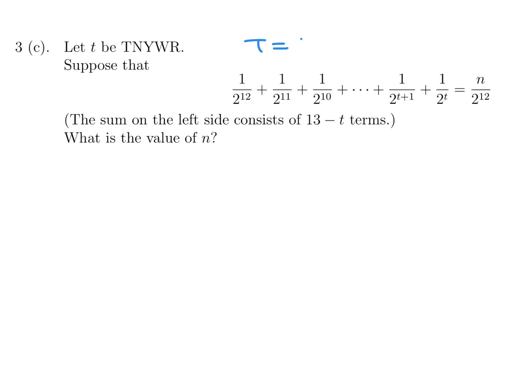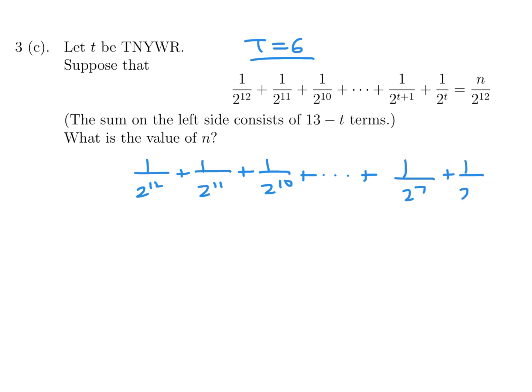T is 6. Suppose that 1 over 2 to the power of 12 plus 1 over 2 to the power of 11, dot, dot, dot, all the way to 1 over 2 to the power of t is equal to n over 2 to the power of 12. What is the value of n? 1 over 2 to the power of 12 plus 1 over 2 to the power of 11 plus 1 over 2 to the power of 10 plus dot, dot, dot, all the way to 1 over 2 to the t. Well, t is 6, so that would be 1 over 2 to the 7 plus 1 over 2 to the 6. And they're saying that is equal to n over 2 to the power of 12.